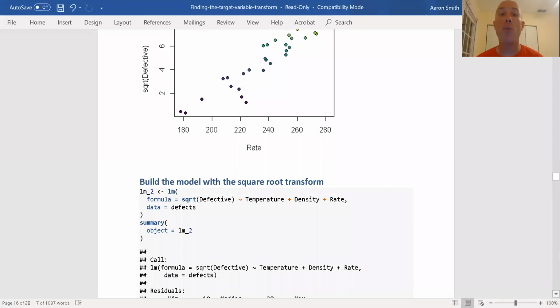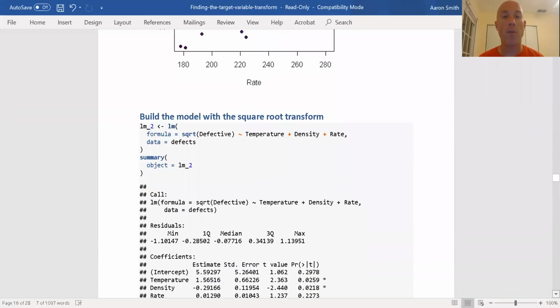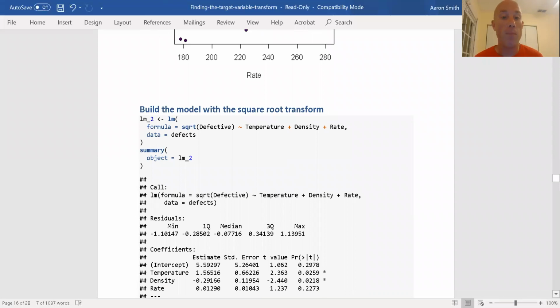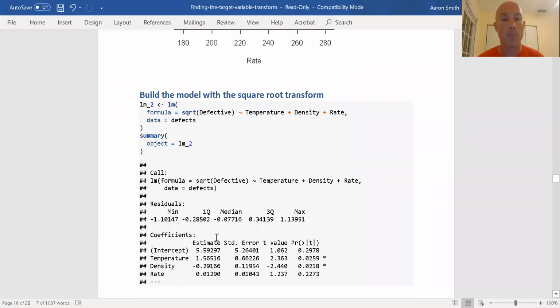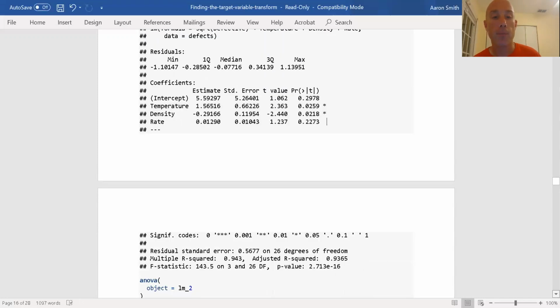Okay, so now let's actually build the model with the square root transform, because now I'm convinced that it's a better way to go. When I do this, remember that temperature really wasn't even statistically significant. Density wasn't, and rate was even worse. Now I can see that temperature is statistically significant, density is statistically significant, and rate is still above 0.05, but it looks a lot better. I'm still leaning towards excluding rate if this was a real project.